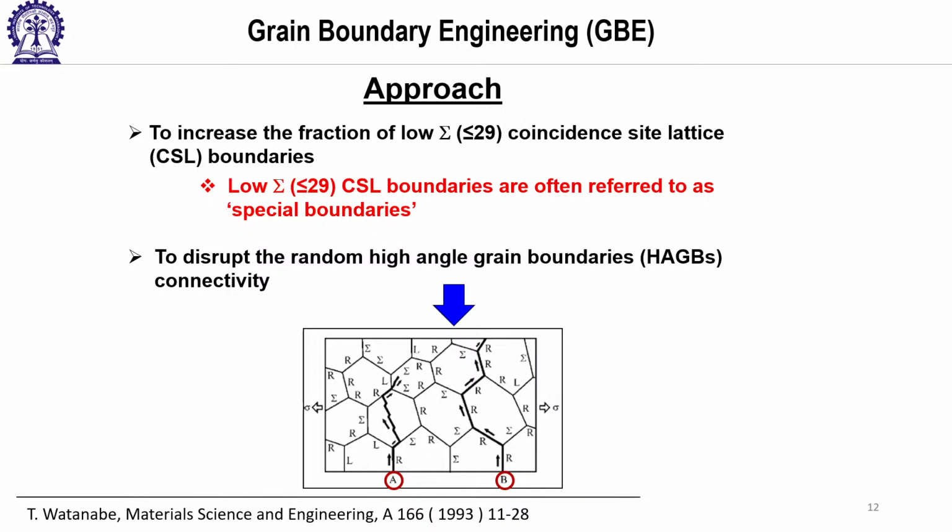So if I want to manipulate my microstructure by grain boundary engineering, first of all I have to increase the number of these special boundaries, and second, I have to distribute them so that continuous connected paths of boundaries are not available. So the grain boundary engineering approach relies on these two factors.